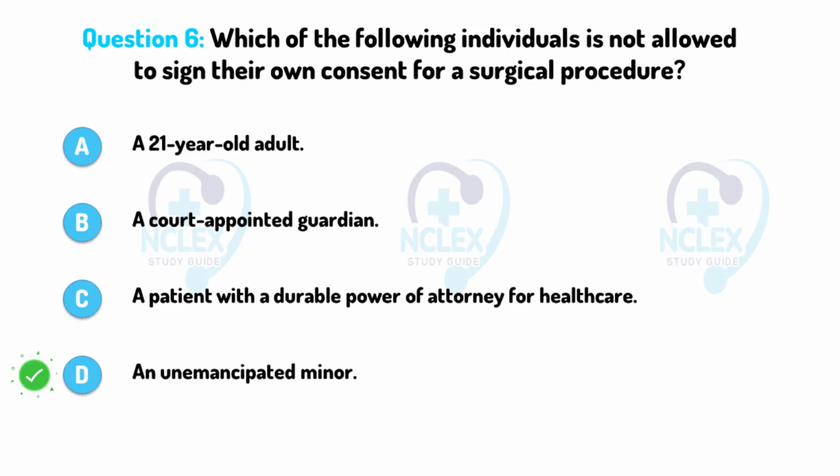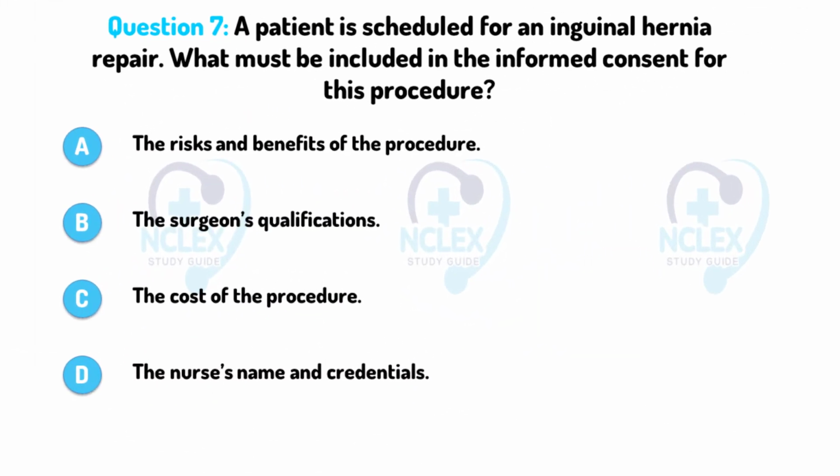Answer. D. An unemancipated minor. Explanation. An unemancipated minor cannot provide consent for medical procedures. Their parent or guardian must do so. A 21-year-old adult, a court-appointed guardian, and a patient with a durable power of attorney for healthcare can all provide consent. Question 7. A patient is scheduled for an inguinal hernia repair.